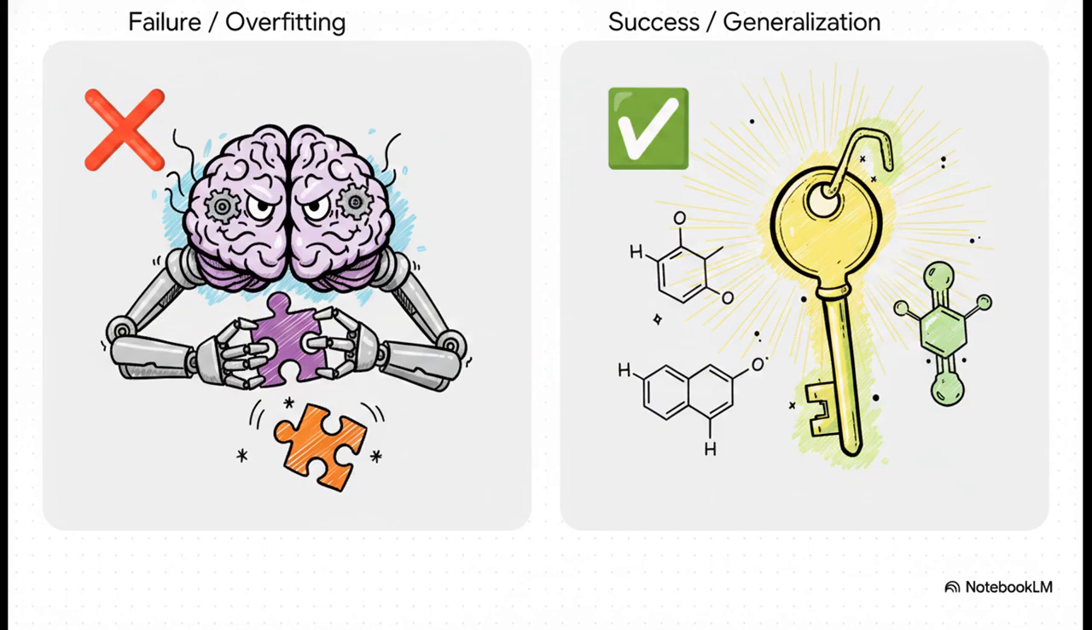So why go through all the trouble of splitting the data? Well, it's to prevent a massive pitfall known as overfitting. Think of it like calibrating an instrument. If your model just memorizes the exact noise in your calibration samples, that is overfitting, and it's going to fail completely on real unknown samples. What we actually want is generalization. We want the model to learn the true underlying chemical trend connecting structure to function. That ensures the model actually succeeds when we give it entirely new molecules it's never seen before.